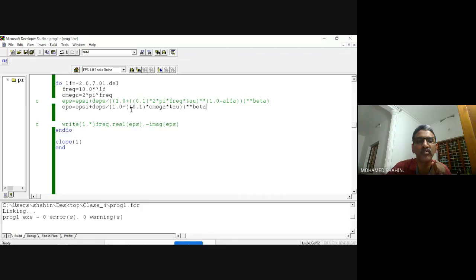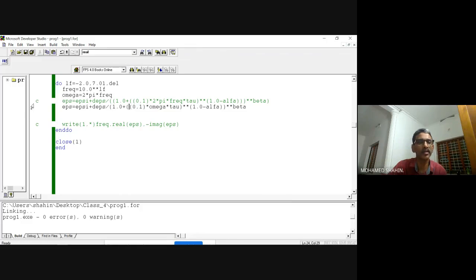Now we have to come to the inner part. So I put this bracket I omega tau. So I omega tau, inner part is here I omega tau. So you have to put 1 minus alpha. 1 minus alpha. I think we have done everything correctly.